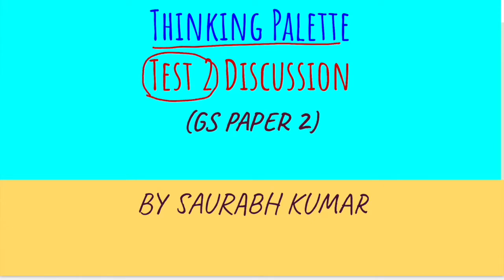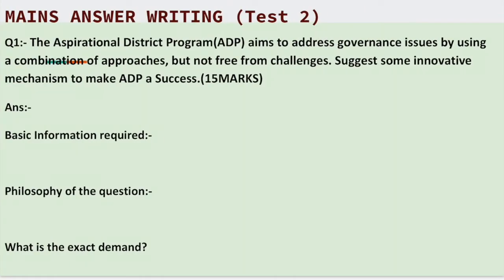In this video, I will discuss the Test-2 of Mains Paper 2 under the hand-holding program. This video is entirely based on my experience of getting 75 marks in 2013 and how I secured 121 marks in 2018. Okay, so now moving into the discussion of the first question, that is: Aspirational District Program aims to address governance issues by using a combination of approaches but is not free from challenges.